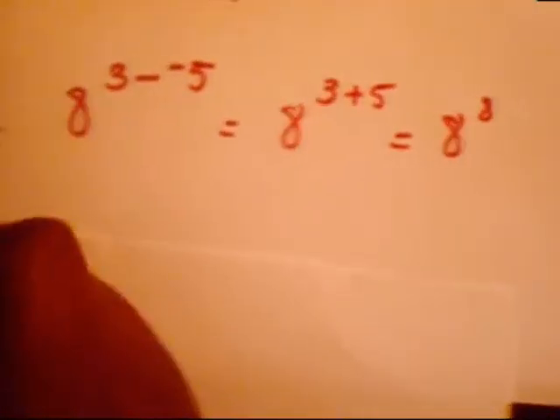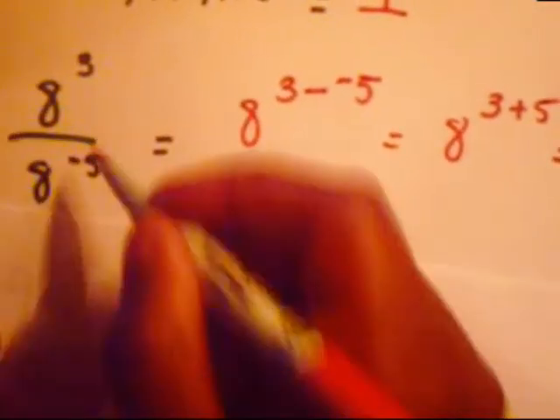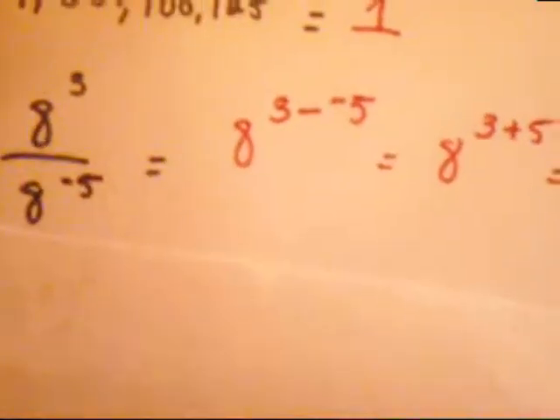Guys, don't forget you could have also taken 8 to the negative 5th power and moved it up here, and it would have become positive. And you still would have added the powers together and gotten 8 to the 8th power.